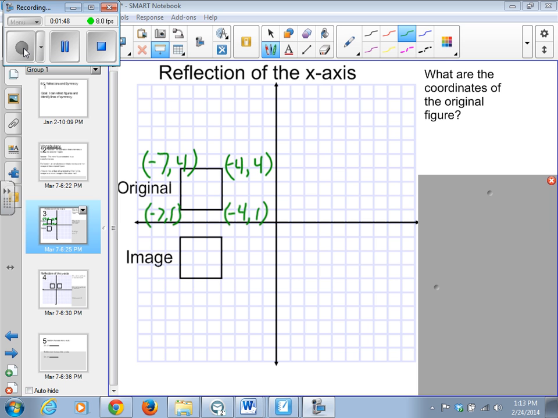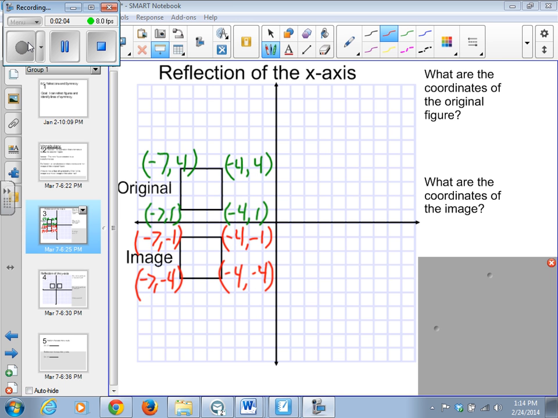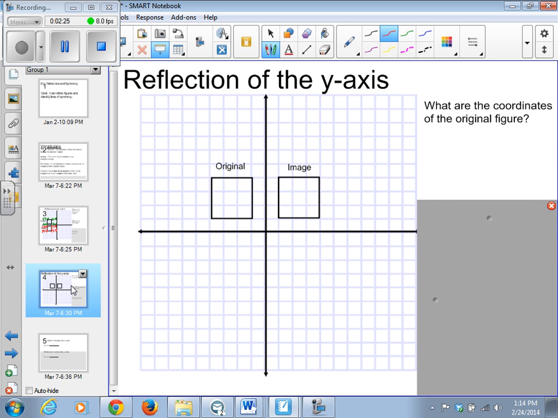And now that you have that, pause the video again and write down the coordinates for the image, which is the one we reflected across the horizontal x-axis. So go ahead and pause the video now. Now, hopefully you have seen the pattern that arises when we reflect a figure across the x-axis. Look at the original coordinates you got for the original figure, and then what you change to reflect it across the x-axis.